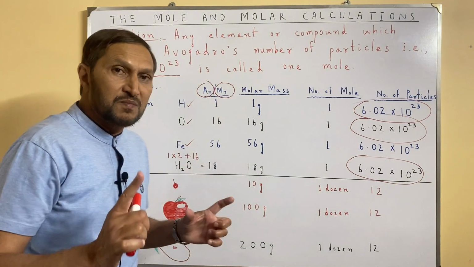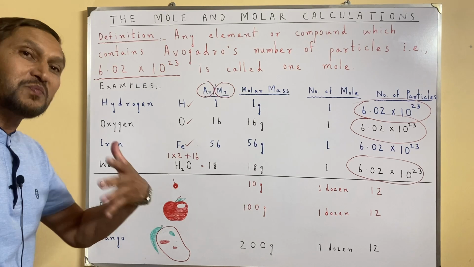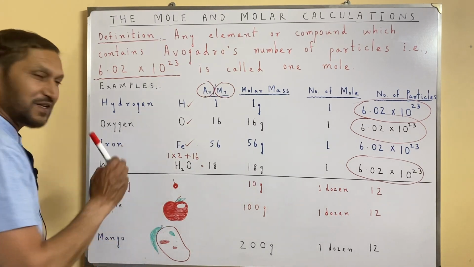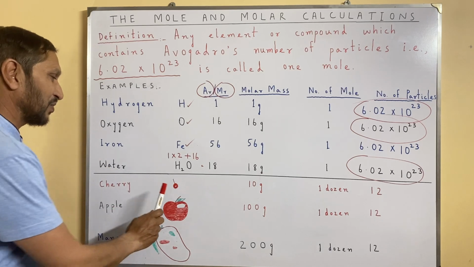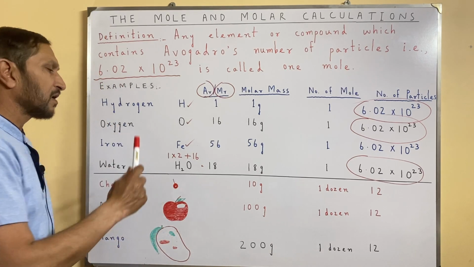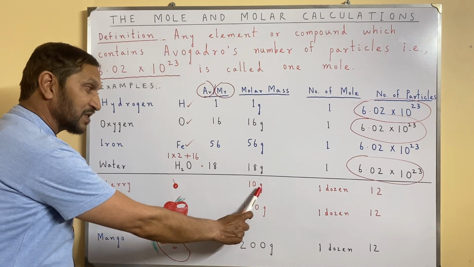So this is the concept of 1 mole. I can also explain it with the help of fruits. For instance, a cherry is a smaller fruit. Here we can see that a cherry is a very small fruit, and maybe the average mass of one cherry is 10 grams.